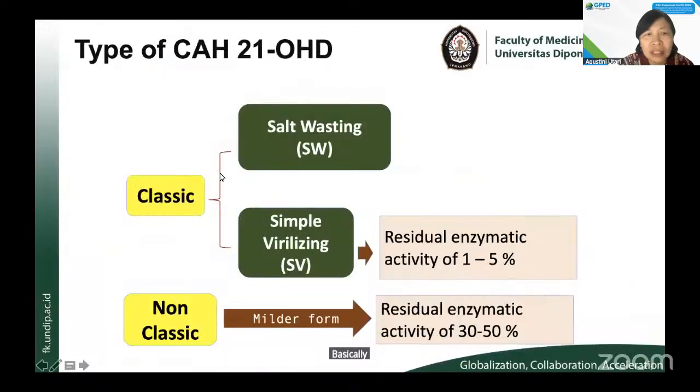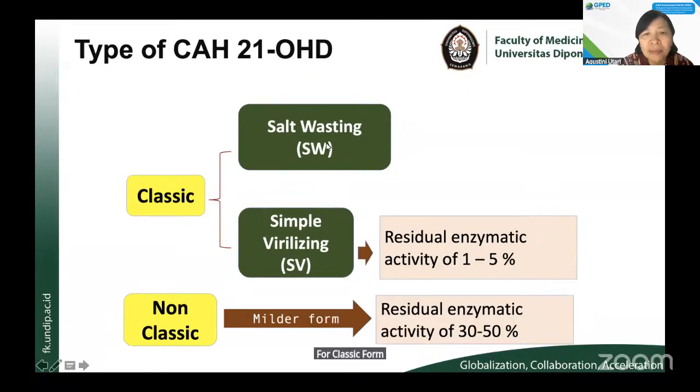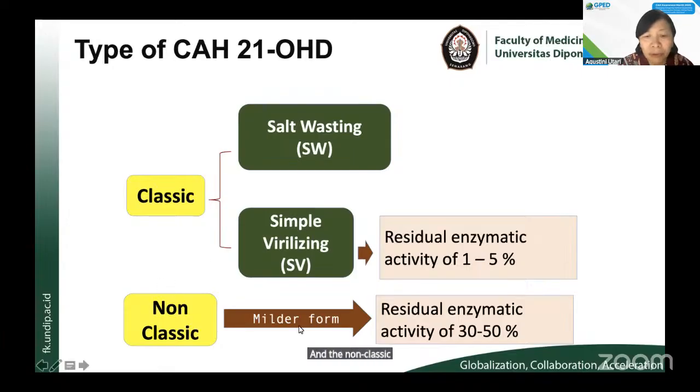Basically, we divide 21-hydroxylase deficiency CAH into the classic form and the non-classic form. For the classic form, there are two types: the salt wasting form and the simple virilizing form. In the simple virilizing form, we still have residual enzymatic activity of 1 to 5%. The non-classic form is a milder form. We may not have time to discuss the non-classic form a lot, but it has residual enzymatic activity of 30 to 50%.